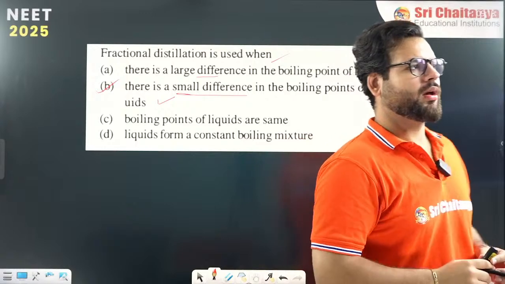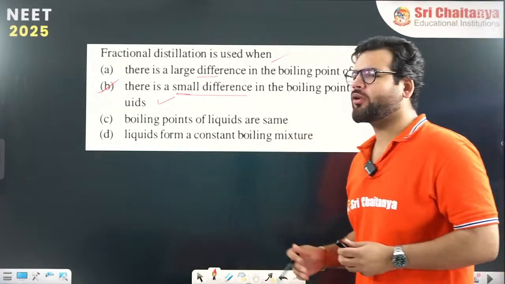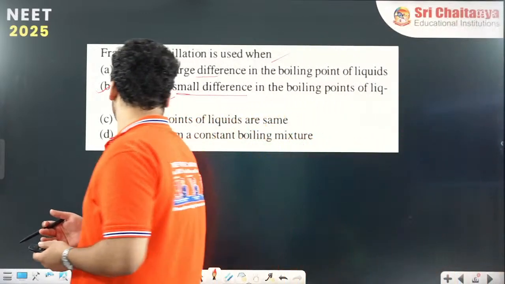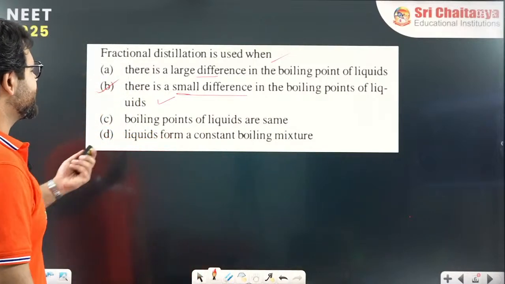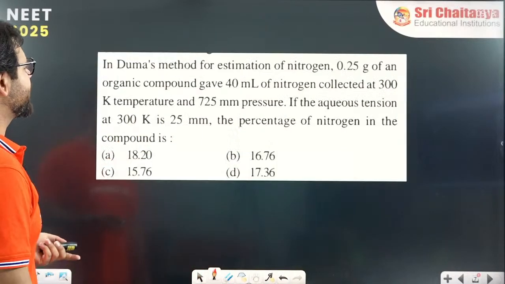If boiling points are the same, you cannot even use distillation. So option B is correct here.